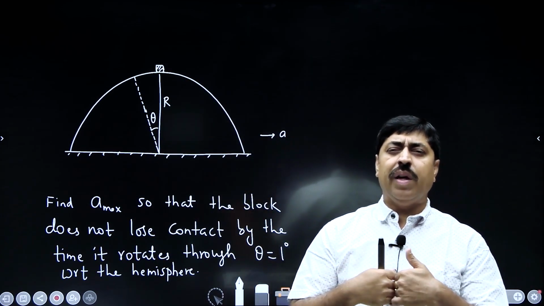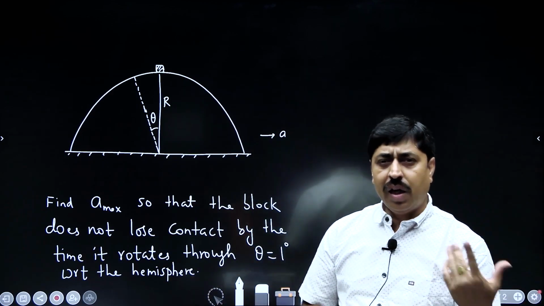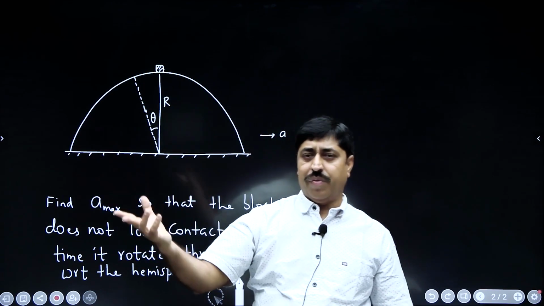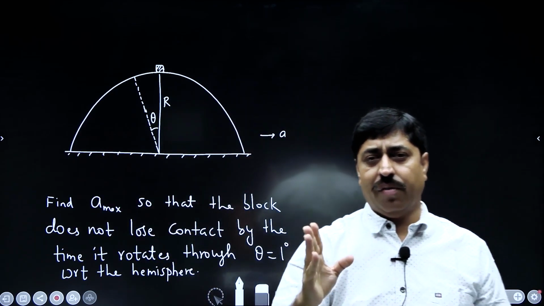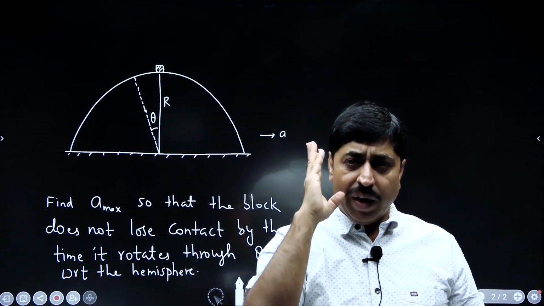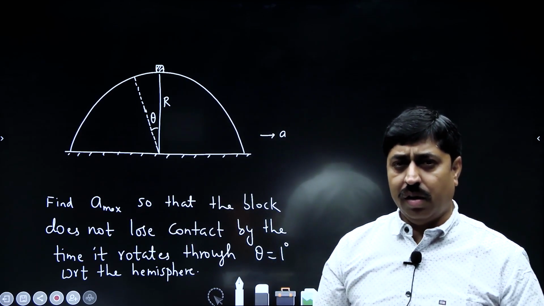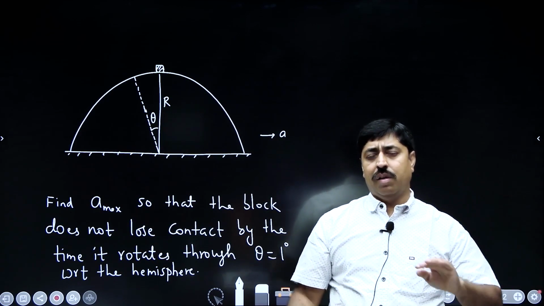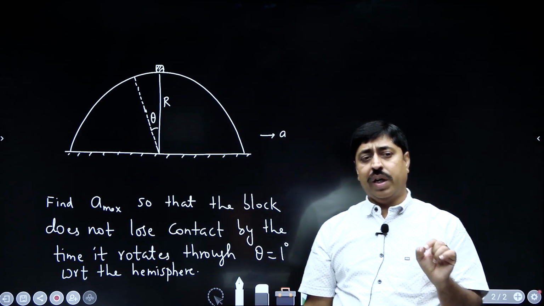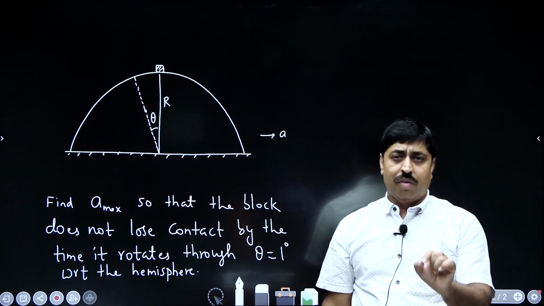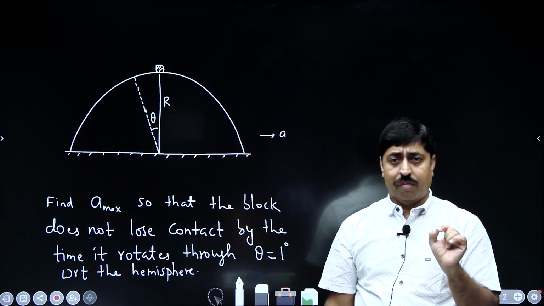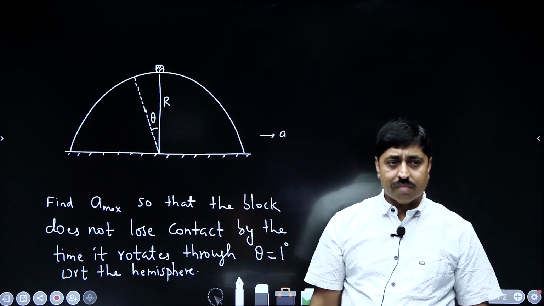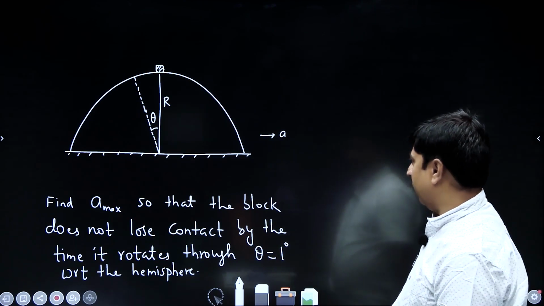If you give it a very huge acceleration, then it may happen that this block will very soon fly off the hemisphere. But the question requires that what should be a max so that the block does not lose contact with the hemisphere by the time it rotates through an angle of 1 degree with respect to the hemisphere. So now you can pause the video and give it a try.